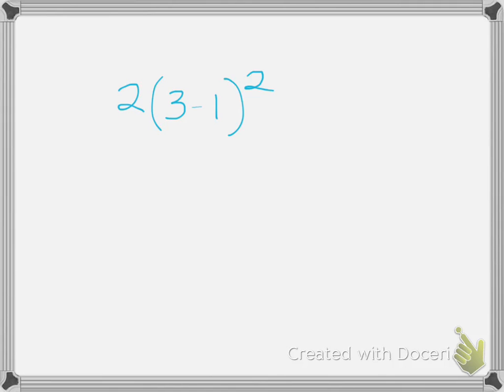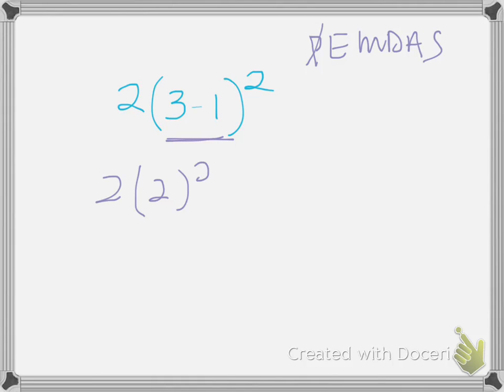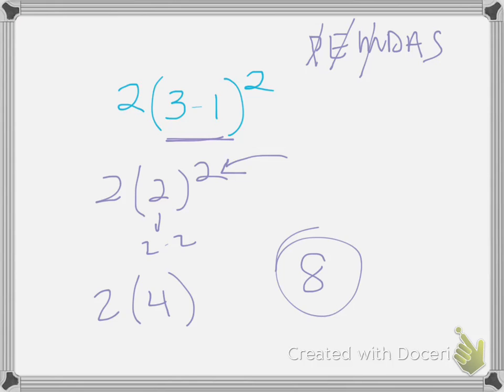Okay, so this one, we're still going to follow PEMDAS. I'm not distributing this 2 because we still are doing order of operations and we're still following PEMDAS. So the first thing is parentheses. So we got our 3 minus 1, which is 2. Okay, next thing is exponents. We have this exponent here, so 2 squared is the same thing as 2 times 2. So 2 times 2 is 4. And then all we have is multiplication left, so 2 times 4 is 8. And that is my answer.